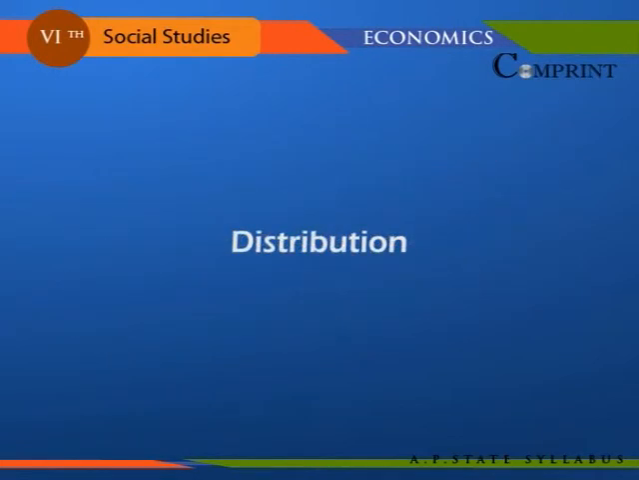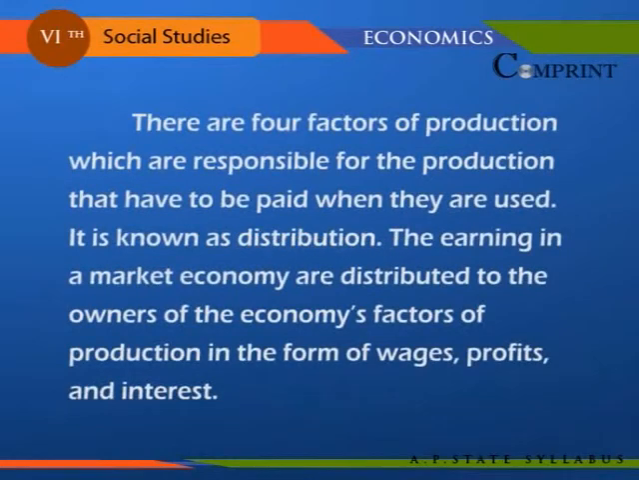Distribution. There are four factors of production which are responsible for the production that have to be paid when they are used. It is known as distribution. The earnings in a market economy are distributed to the owners of the economy's factors of production in the form of wages, profits, rent, and interest.